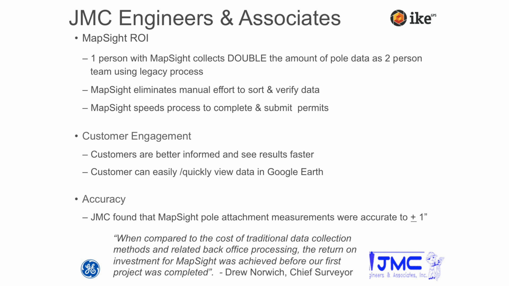Another organization, JMC, was able to take a two-man team and put it down to a one-man team, therefore doubling the amount of pole data they could collect. They also were keen on being able to use the data after it had been collected to put it into environments like Google Earth or into spreadsheet environments, and cited that collecting the data with the MapSight device enabled them to quickly get it into the back office.